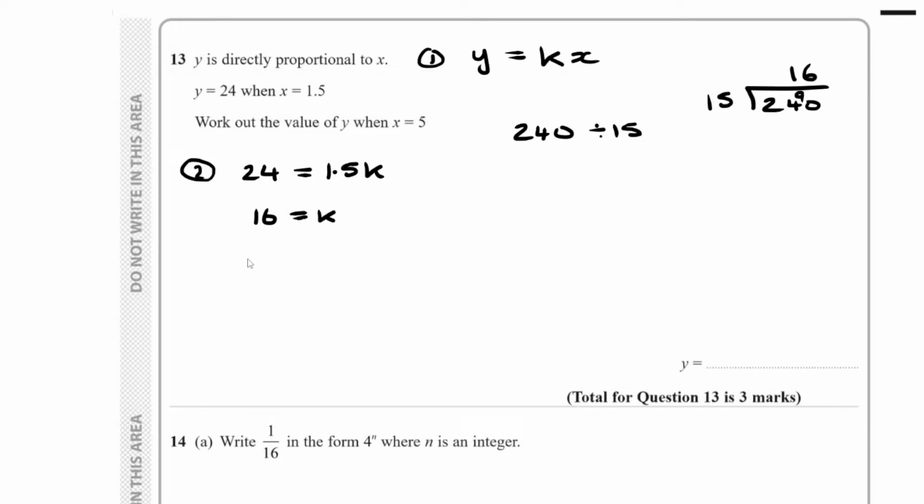Once you've found k, I like to rewrite the equation with the actual value of k. So that's y is equal to 16, oh, not 16k, 16x. So that's our relationship. We're saying that y is equal to 16 times x.